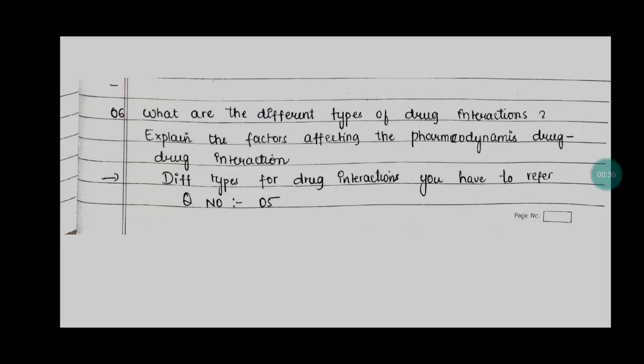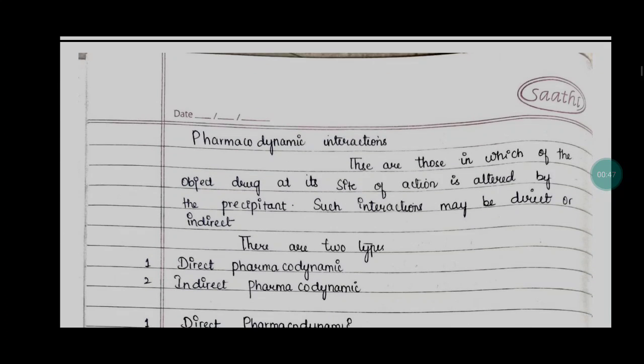So the different types of drug interactions, you have to refer to question number 5, and coming to the factors affecting pharmacodynamic drug-drug interactions, these are those in which the object drug at its site of action is altered by the precipitant, and such interactions may be direct or indirect. So there are two types of pharmacodynamic interactions: number one, direct pharmacodynamic, and number two, indirect pharmacodynamic.